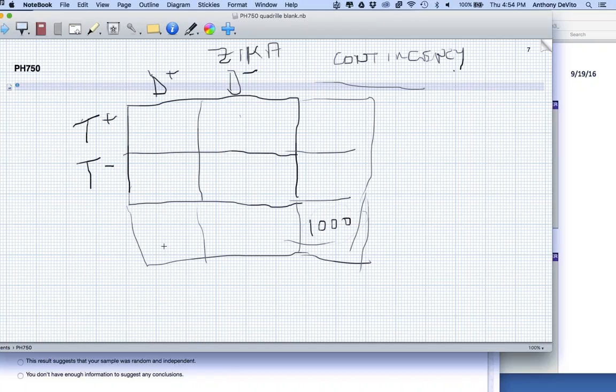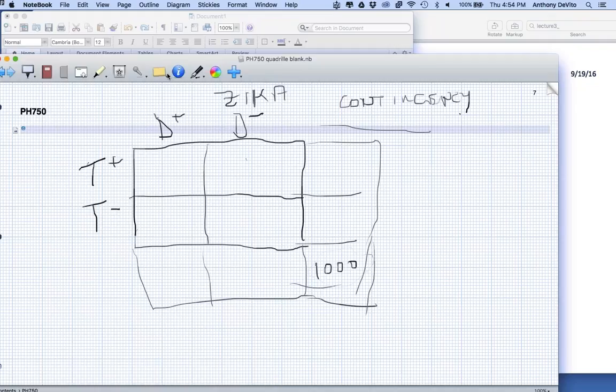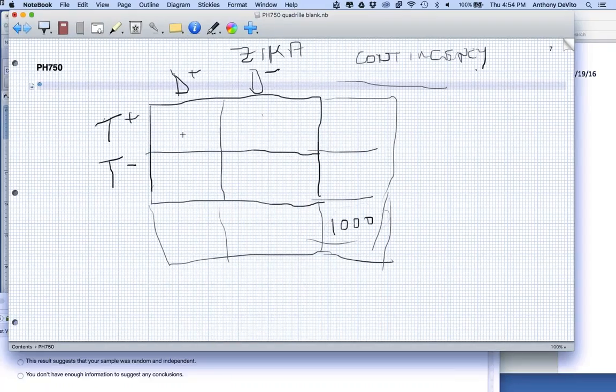Okay, so now where would I put 100 here? Well, the first column represents the people that have the disease that test positive, and the people that have the disease that test negative. So the total is the total number of people that have the disease, right? You guys okay with that? Okay, so how many people don't have the disease? 900.